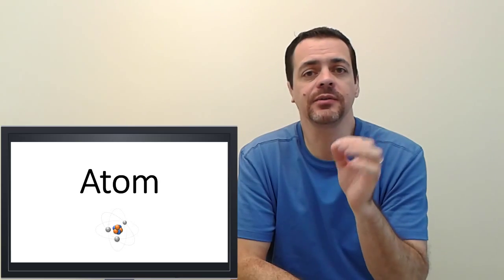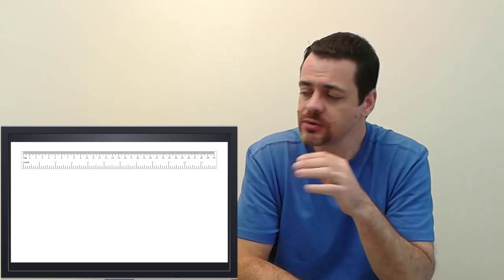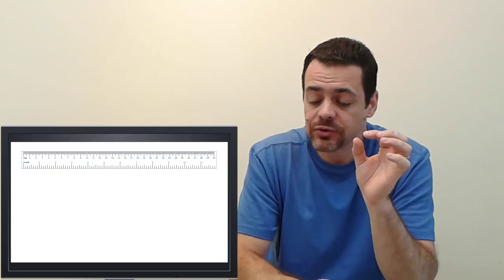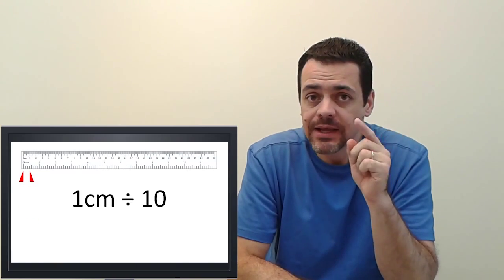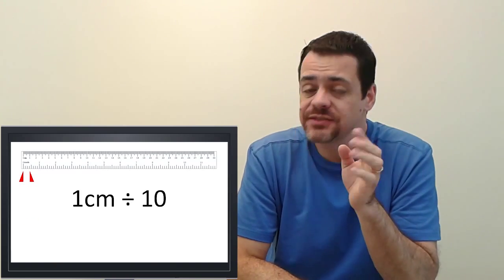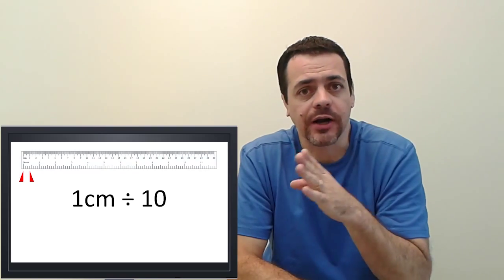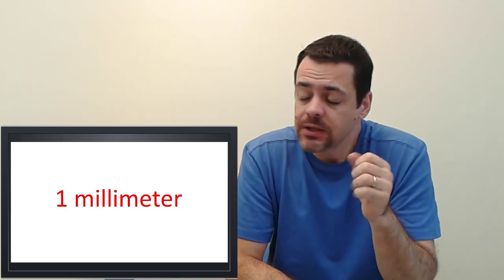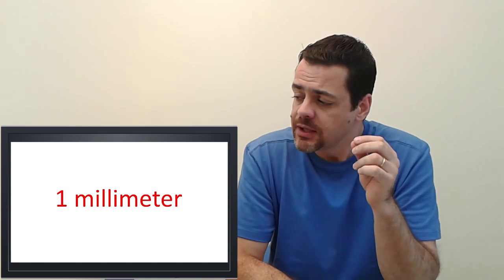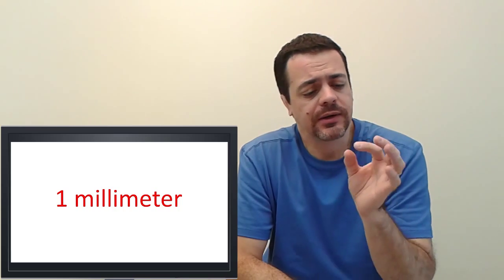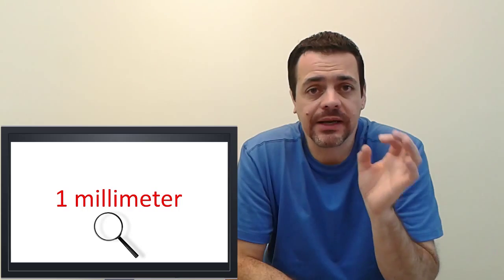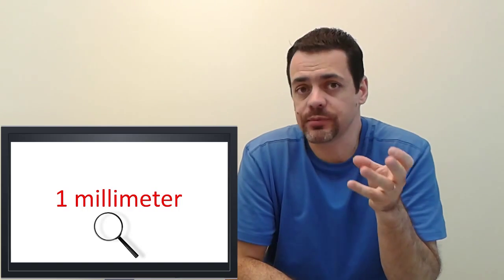Do you have an idea how small it is? Let's take a normal ruler, the one we use in school. With this ruler, we can measure 1 centimeter. With this 1 centimeter, let's divide it into 10 equal parts. So we get 1 millimeter. Something that measures 1 millimeter can be seen using a simple magnifying glass. It's not so small.